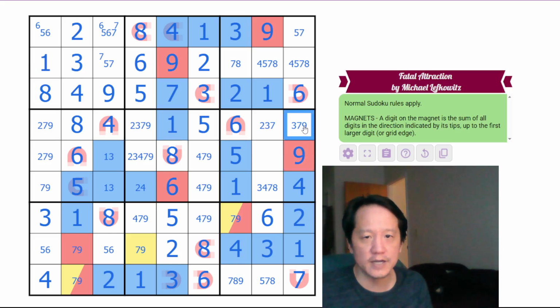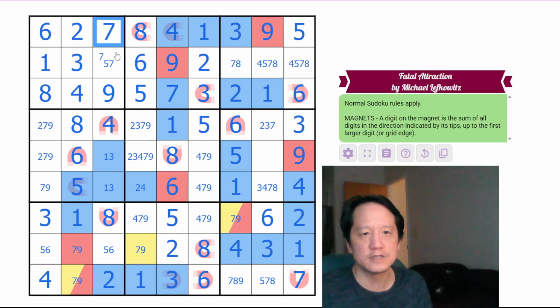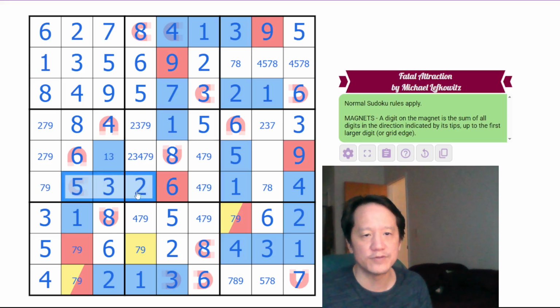That eliminates 9 and 7 here. This is 3. 7 eliminates 7 here, so it's 5, which makes this 6, which makes that 7. That's 5. 6 eliminates 6 here, so it's 5 and 6. This 3 eliminates 3 here. This can't be 3 or 4. 4 eliminates 4 here, so this is 2 and 3 adding up to 5. 3 eliminates 3 here, so it's 1.